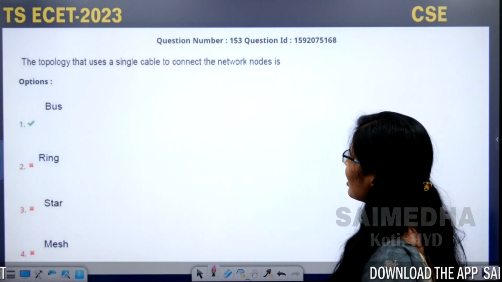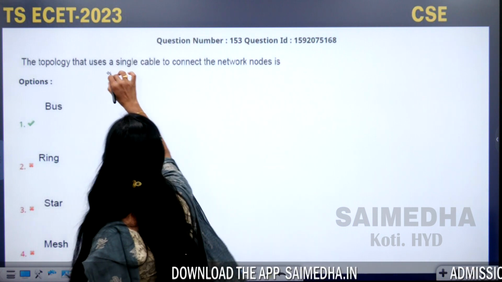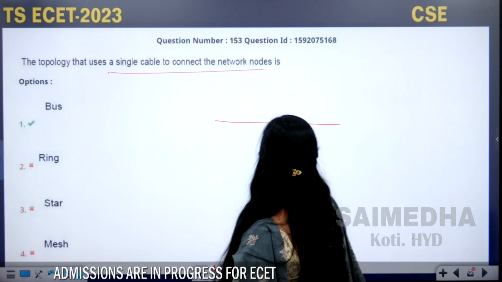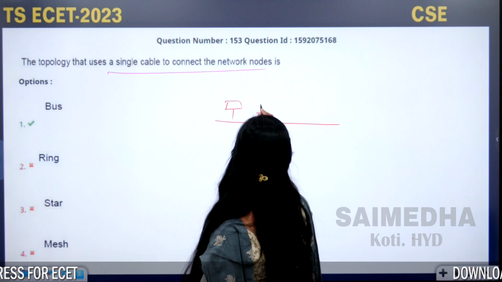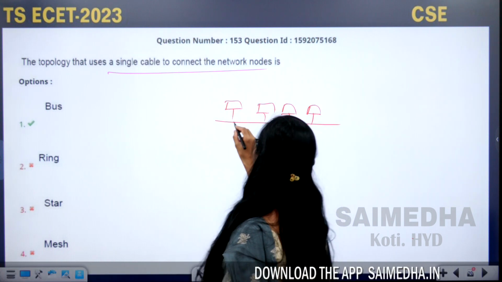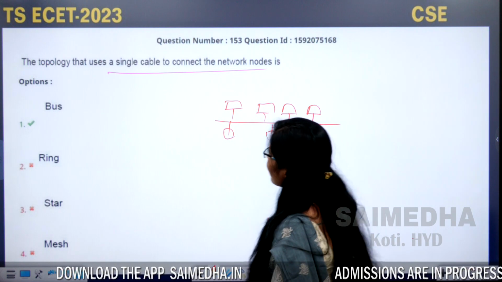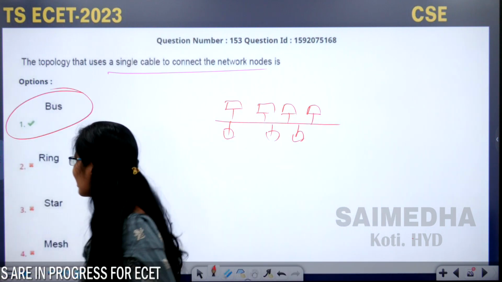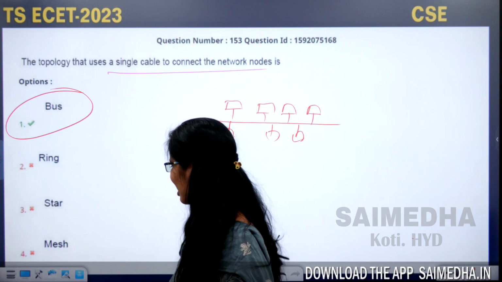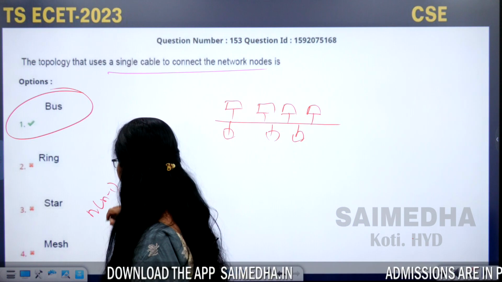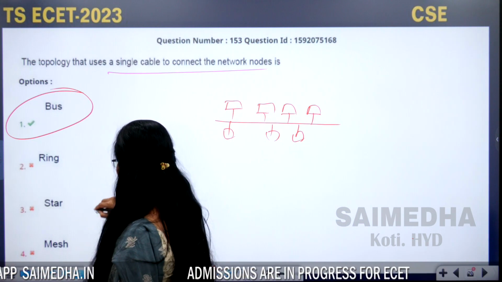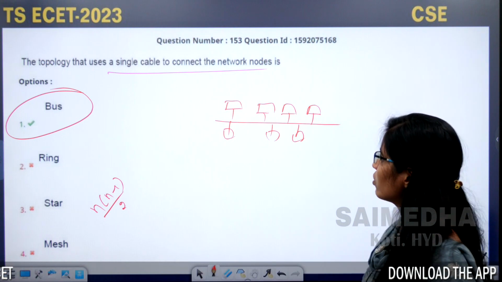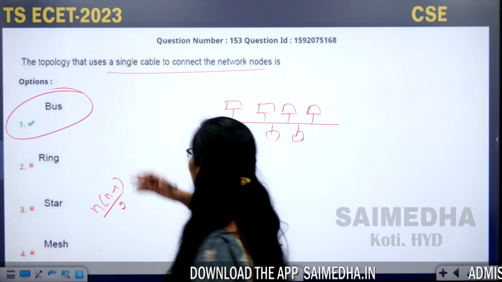Next question: the topology that uses a single cable to connect the network nodes. So bus topology is the right answer. In bus topology, we use only one main cable as a center cable, and the computers connect to this cable like this. Because one single cable connects all the remaining nodes, it is known as bus topology, or a multi-point connection. Ring topology is in a ring manner, star topology is star-like. In mesh topology, n into n minus 1 by 2 paths will be there, and it is very complex to connect. So the answer for this question is bus topology.